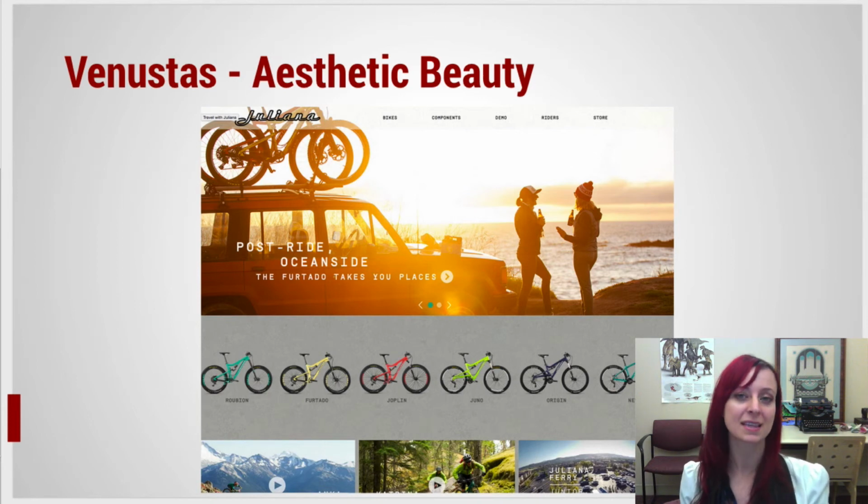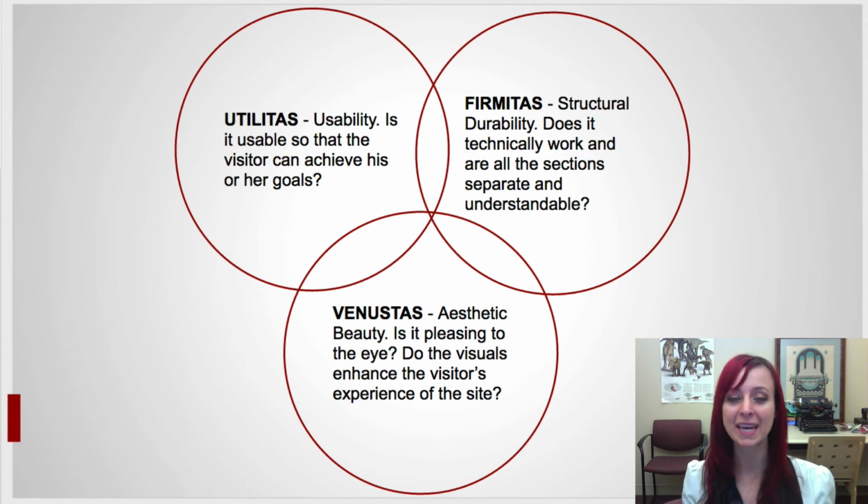So Vitruvius said that there's 3 principles here: usability, structural durability, and aesthetic beauty. But you know what? They're not separate. If something has aesthetic beauty like this website does, it can actually increase the usability. So all of these concepts are related to each other. They're not 3 completely different things. Something that is Venustas can also appear to have more utilitas. At the same time, something that has good Firmitas can appear to have more utilitas as well. So these 3 concepts are all related.